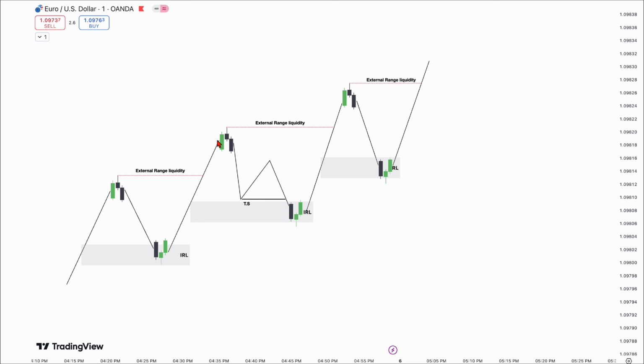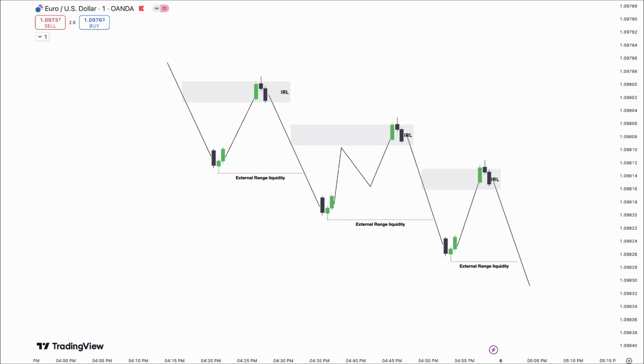After taking out the ERL, which was an old high, the market created a CRT before rebalancing the imbalance and moved toward the next draw on liquidity. Once again, after reaching the ERL, a CRT was created, leading the market toward the IRL FVG, and yet again, another CRT was formed before targeting the next opposing liquidity, which in this case is our next ERL. And you can see the same thing happen on the reverse side.